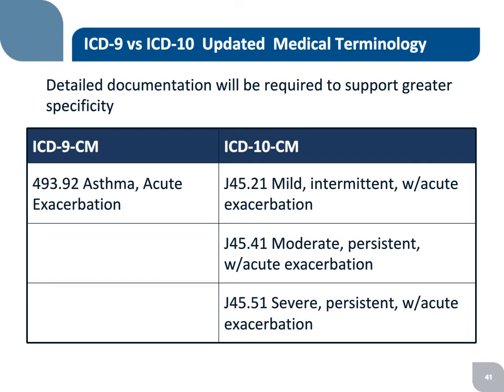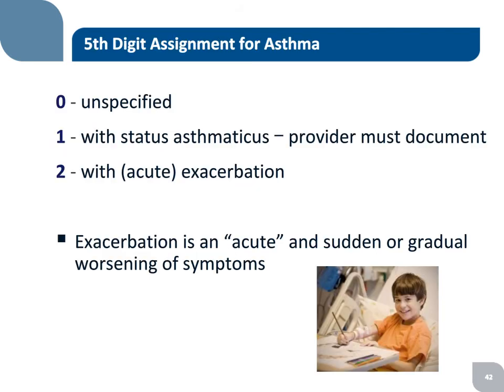And I just wanted to show you on this slide that the terminology that you use, mild intermittent asthma or moderate persistent, that is an I-10, but it's not an I-9. So this is just kind of showing you how we're going from I-9 to I-10 with a better clinical terminology. Our fifth digit is going to tell you whether it's unspecified with status asthmaticus or with acute exacerbation.